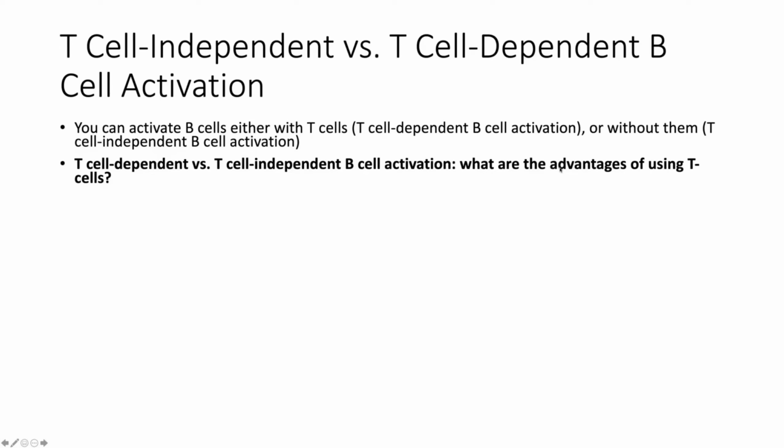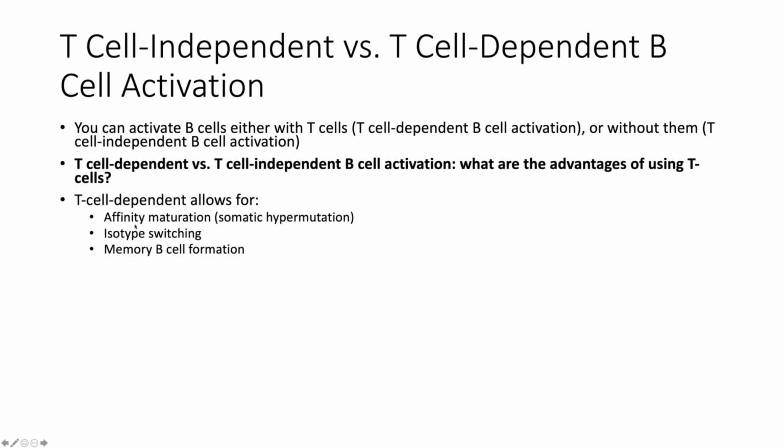So what are the advantages of using T cells? Most people don't know this. There are 3 advantages. It allows for affinity maturation, which is sometimes called somatic hypermutation, isotype switching, which is switching from IgM to IgG or IgA or other isotypes, and then memory B cell formation.